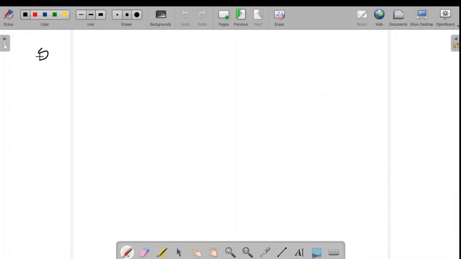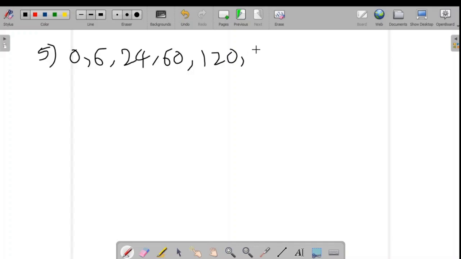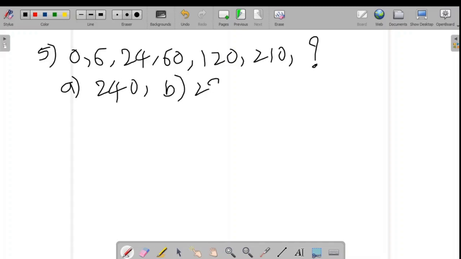Question number 5. 0, 6, 24, 60, 120, 210 and question mark. So this is the given sequence. Let me read the options here. Option A is 240. Option B is 290. Option C is 336. Option D is 504.